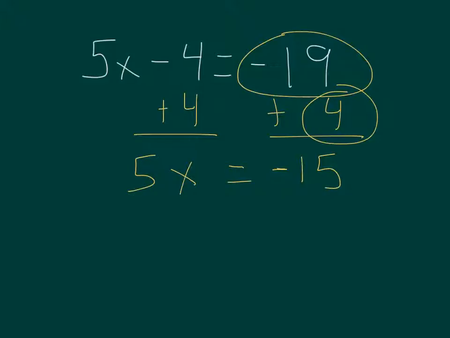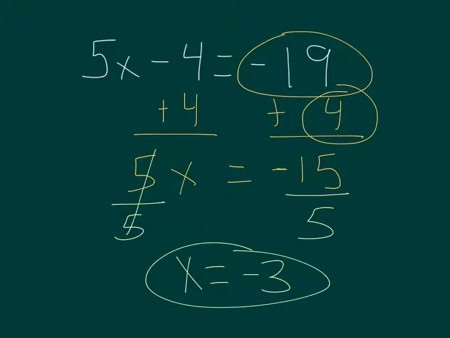5x equals negative 15. Now I can divide each side by 5. This 5 divided by 5 gives me 1x, because I'm looking to solve for 1x. I do the same thing to the other side. Negative 15 divided by a positive 5 is going to be a negative 3. X equals negative 3.